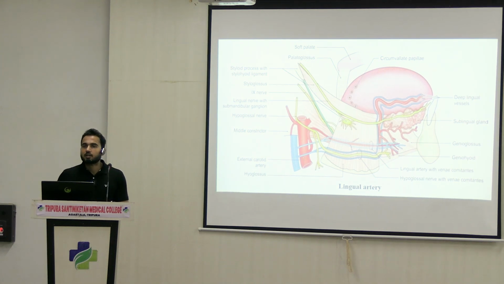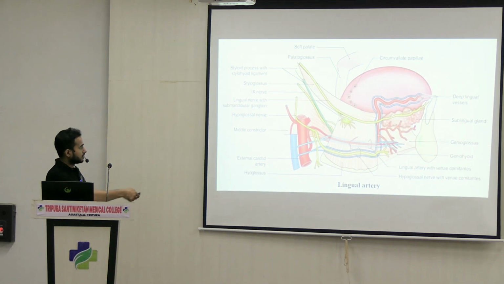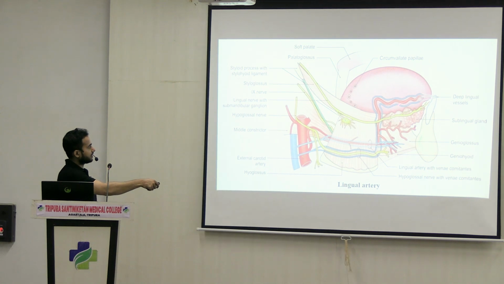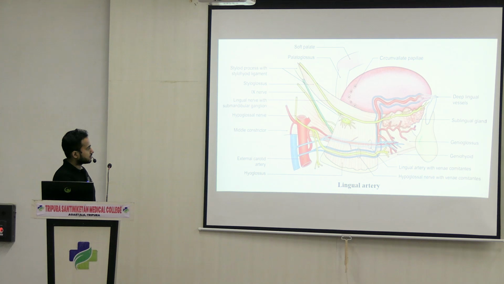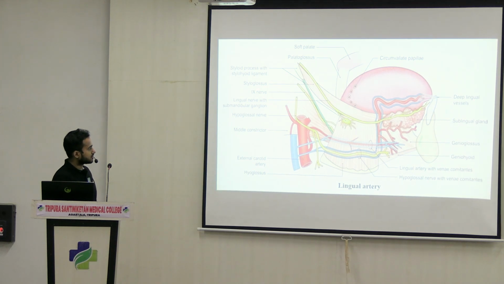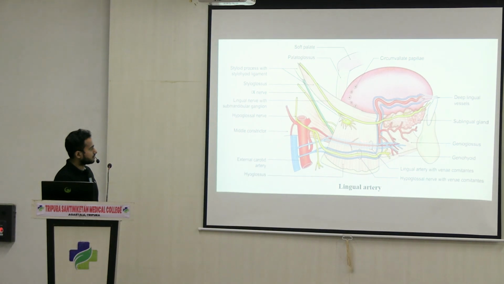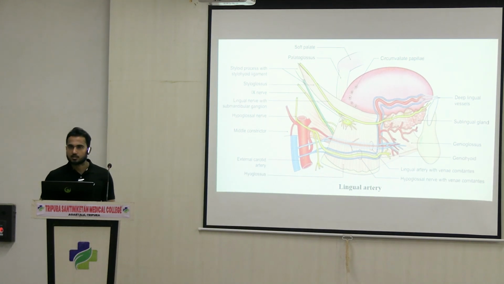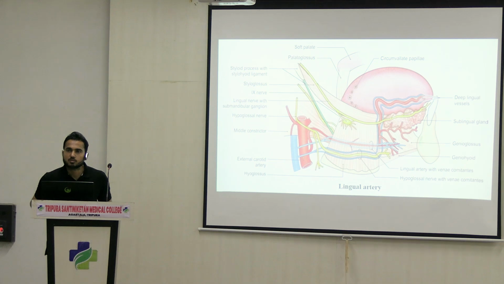So this is also a content of the submandibular region. Next, the contents of the submandibular region are the veins. Can you see the veins in the diagram? See, these are the deep lingual veins which you can see. Then here you can see the venae comitantes which are accompanying the hypoglossal nerve, and here also you can see the venae comitantes which are accompanying the lingual artery. So veins are also present in this particular region.